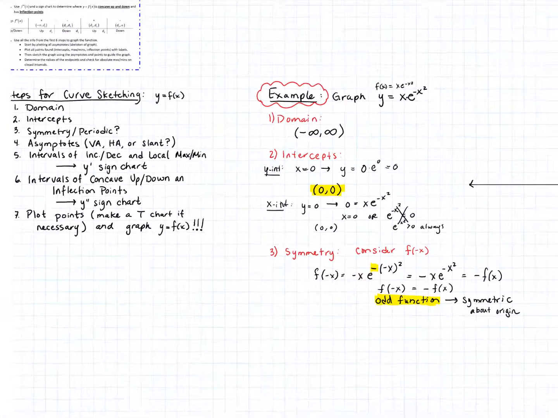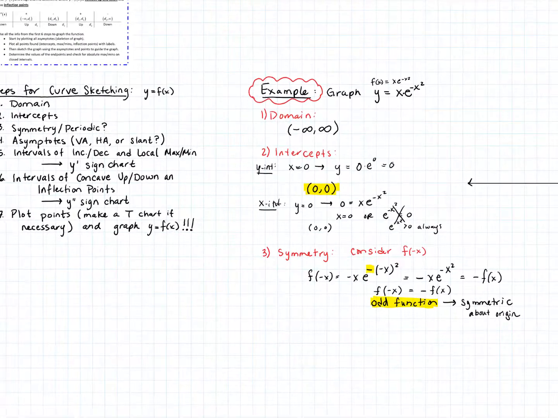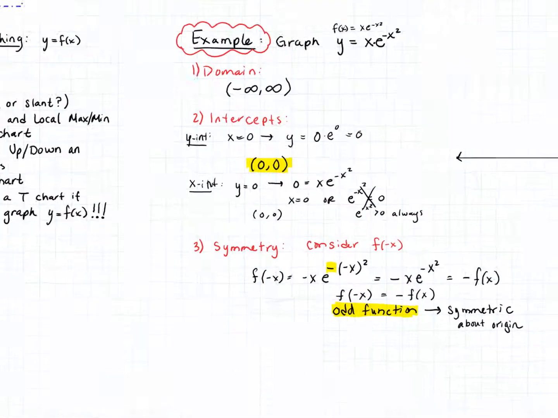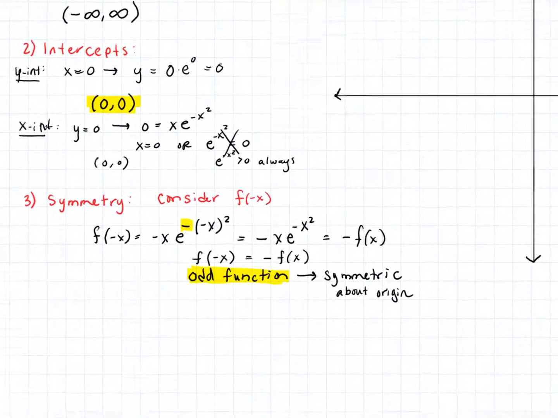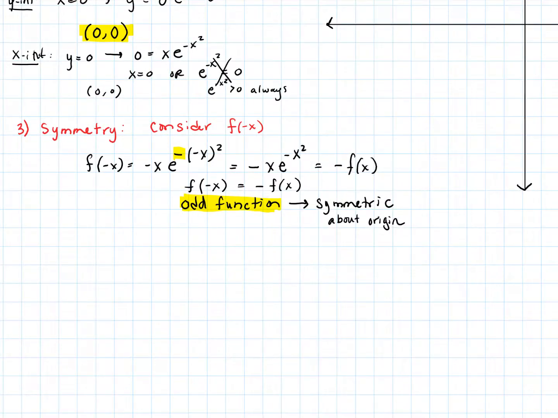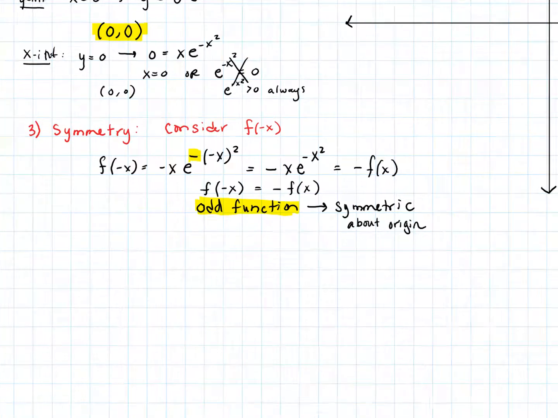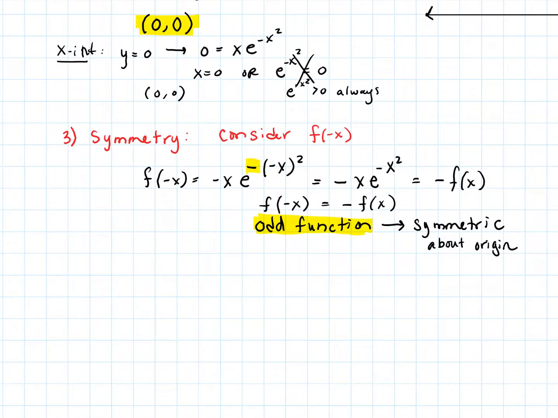So now let's think about the asymptotes. Already talked about the domain, so there's not going to be any vertical asymptotes. We are not going to have infinite behavior because we are defined across the entire number line. But what about horizontal asymptotes? So the fourth step is to look at the asymptotes.